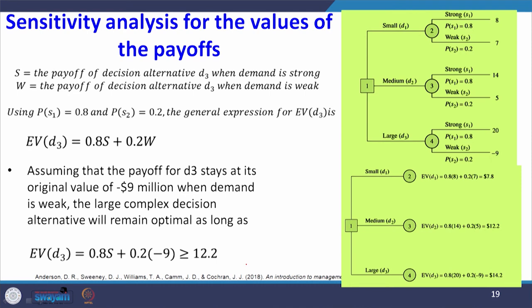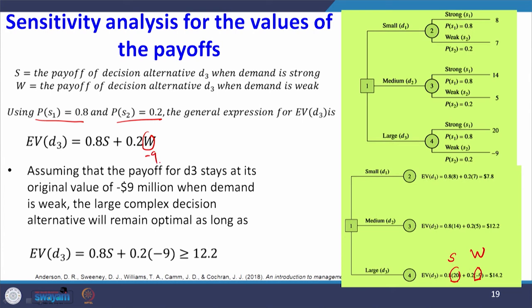Now, we are going to consider S as the payoff of decision alternative D3 when the demand is strong. W is the payoff of decision alternative D3 when the demand is weak. We know that the probability of S1 is 0.8, probability of S2 is 0.2. Previously, instead of 20 and minus 9, I am going to write S for strong demand and W for weak demand. So, what will be the expression for EVD3? 0.8 into S plus 0.2 into W. Assuming that the payoff for D3 stays at its original value of minus 9, suppose instead of W, we substitute minus 9.